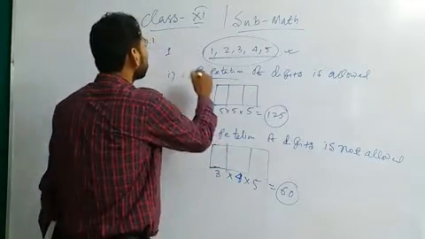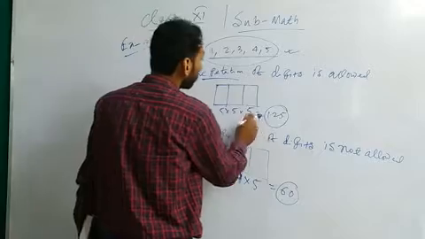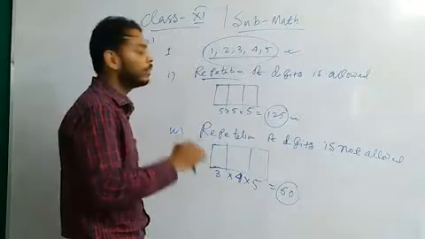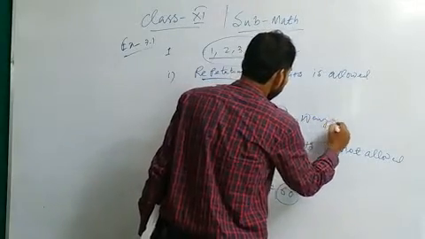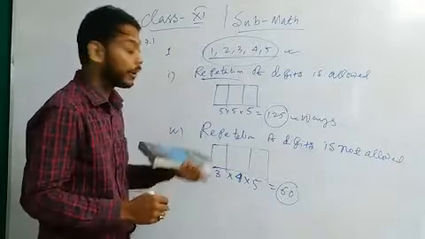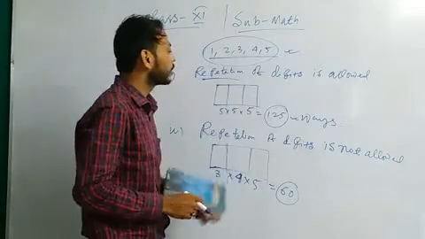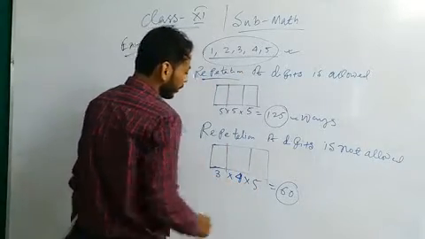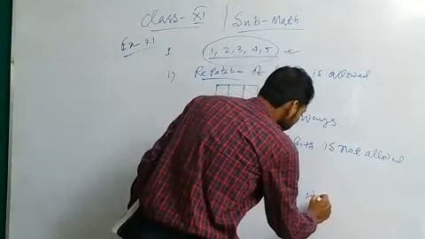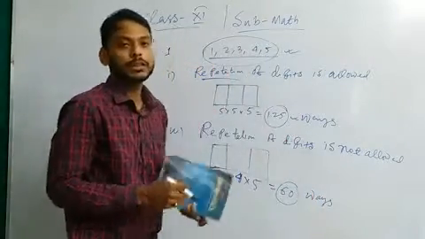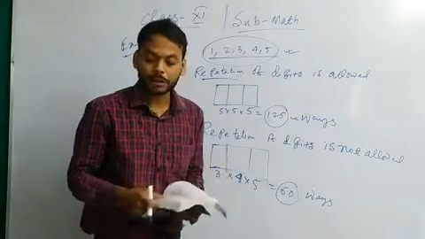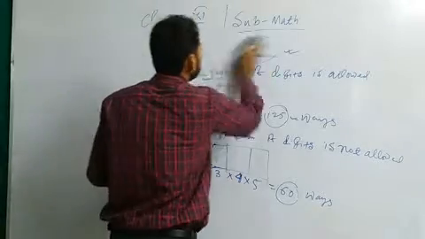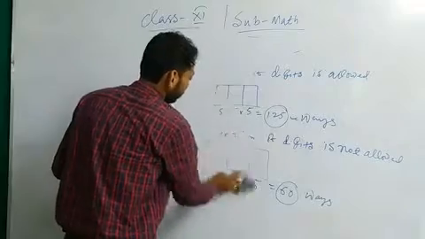Whenever repetition of digits is allowed, the answer will be 5 into 5 into 5, that is 125, which means 3 digit numbers can be formed in 125 ways. But whenever repetition of digits is not allowed, it will be 5 into 4 into 3, that means 60 ways. In 60 ways, a 3 digit number can be formed. This is a very important concept. Through this problem I am discussing the theory also.